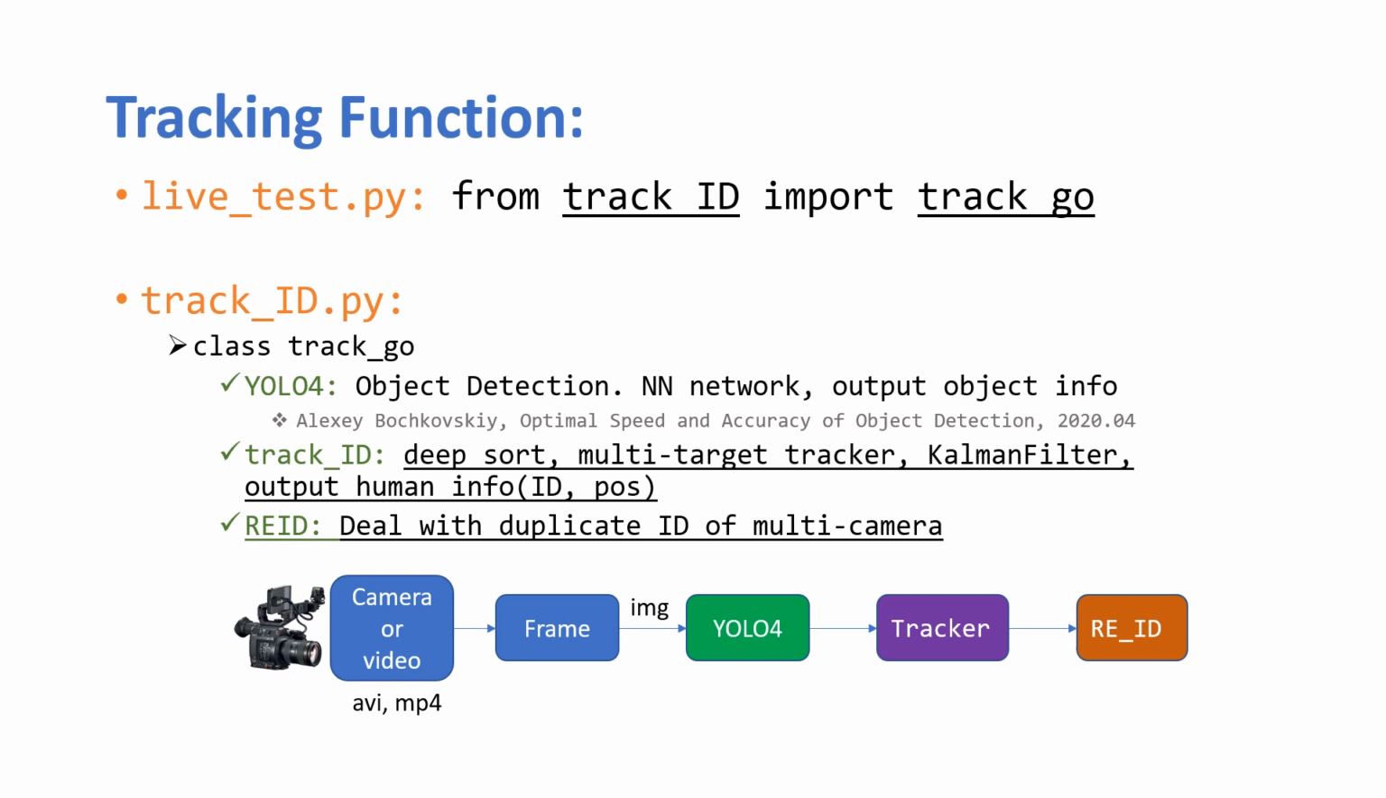For the tracking functionality, the function TrackGo and the modified human tracking file track ID are used. In track ID, YOLO4 utilizes techniques such as object detection, MN network, etc. More information can be found in the article below. In track ID, Deep SORT, a multi-target tracker, and other techniques are used. Finally, re-ID is a process that eliminates duplicate IDs.